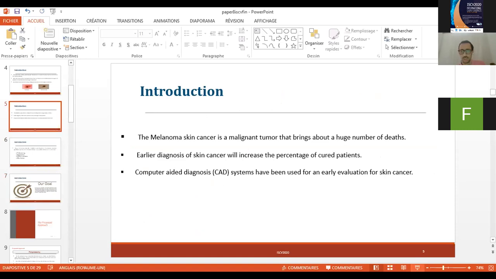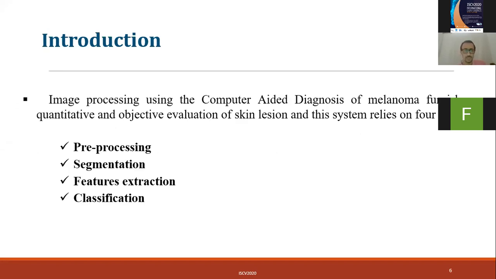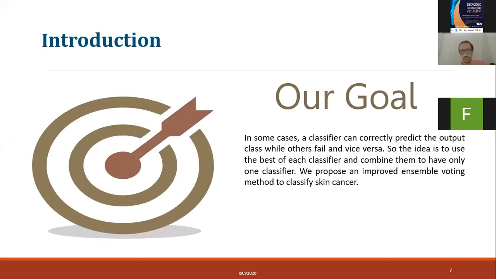Yes. So, the melanoma skin cancer is a malignant tumor that brings about a huge number of deaths, and an earlier diagnosis of skin cancer will increase the percentage of cured patients. So to help dermatologists in this, a computer-aided diagnosis system has been used for an early evaluation of skin cancer. This system relies on four steps. The first one is pre-processing, then segmentation. After that, we have features extraction, and sometimes a selection, and finally the classification. Our goal in this paper is to combine a lot of classifiers to improve the prediction of skin cancer. So we proposed an ensemble voting method to classify skin cancer, because as we know, some classifiers can predict the output and others will fail.